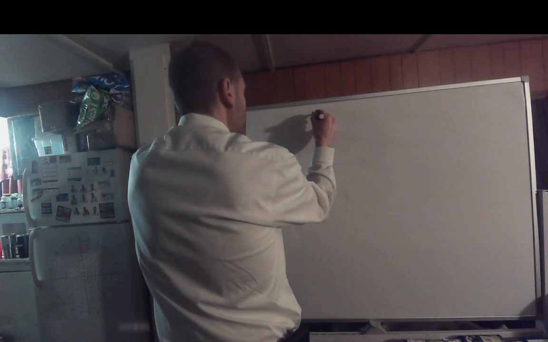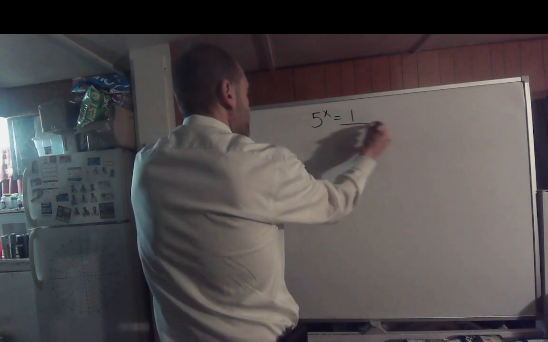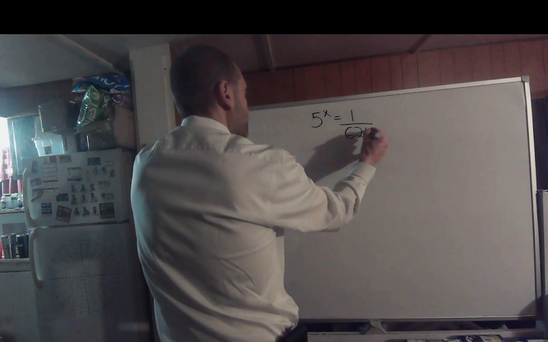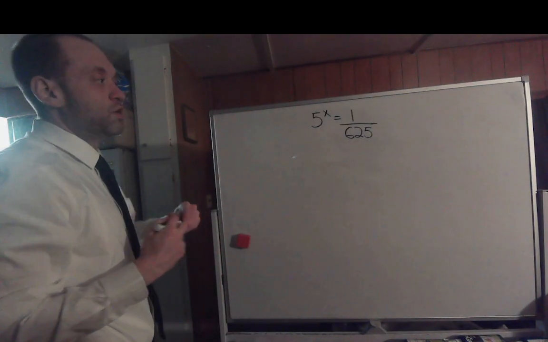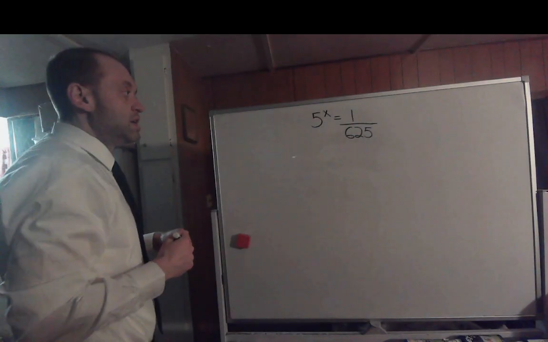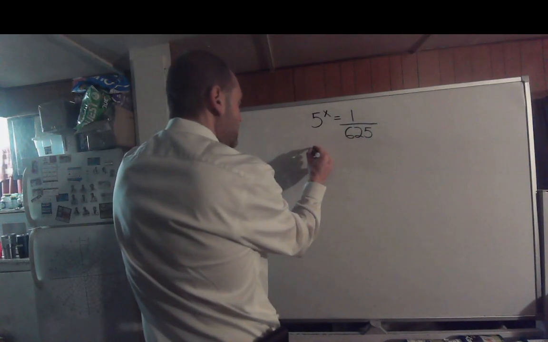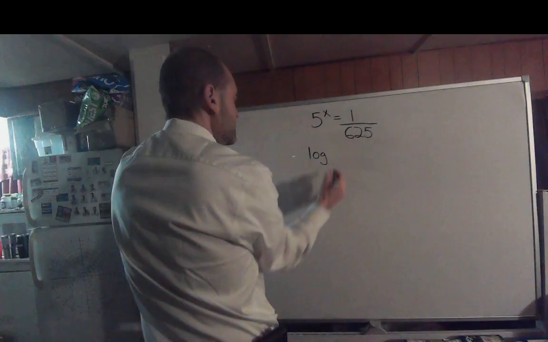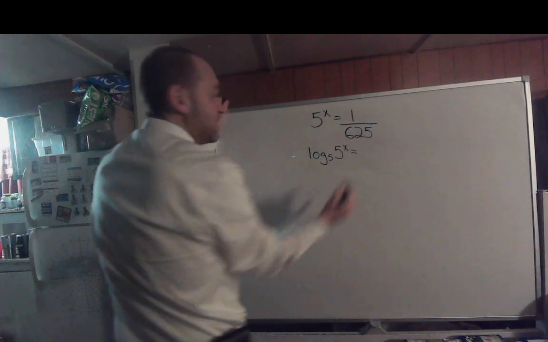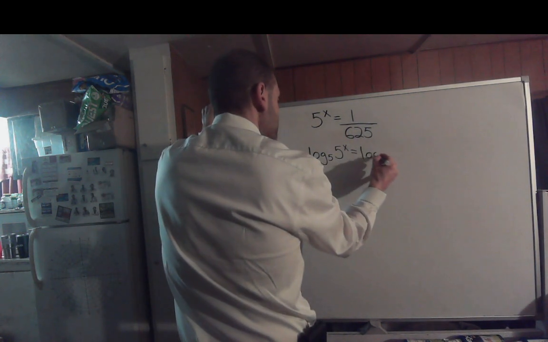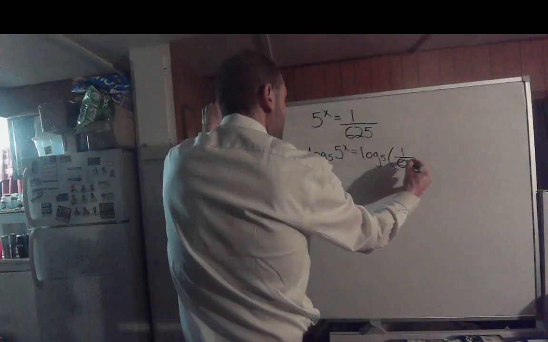We have 5 to the x equals 1 over 625. So we've been given 5 to the x equals 1 over 625. So the base with the variable is 5, so we have to take log base 5 of both sides. So we'll take log base 5 of 5 to the x. We'll set that equal to log base 5 of 1 over 625.